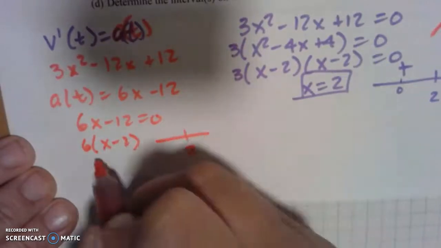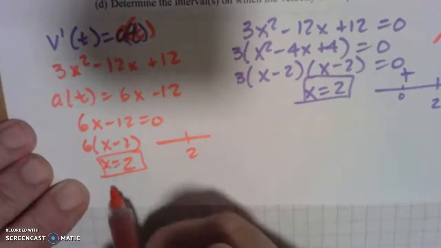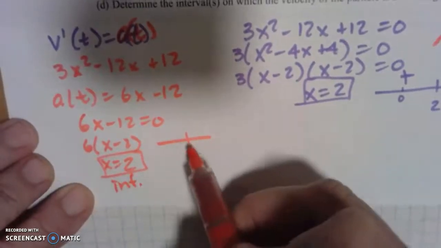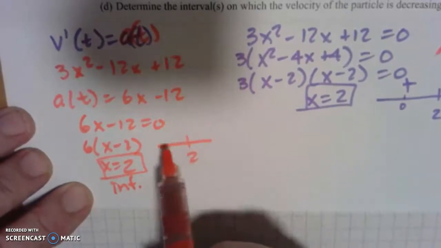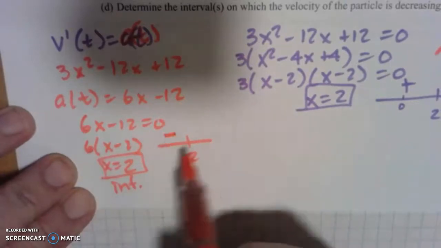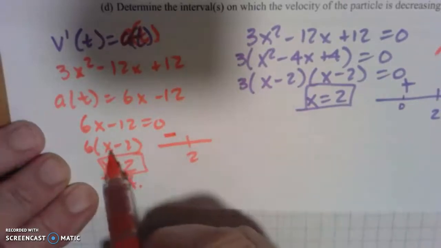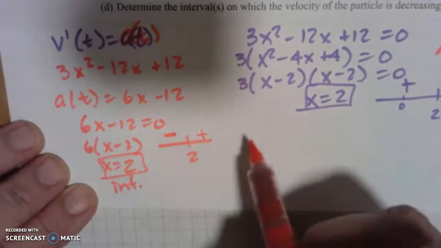Again, I'm going to test it when x equals 2. That's my inflection point. So what's happening to the left of 2? What's happening to the right of 2? Again, I'll plug in 0. 0 minus 2. A negative times a positive is a negative. And then when I get over here to plug in 3, I'm going to get a positive. So we are slowing down.